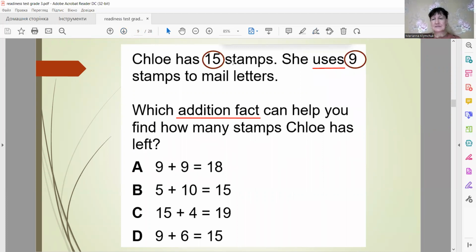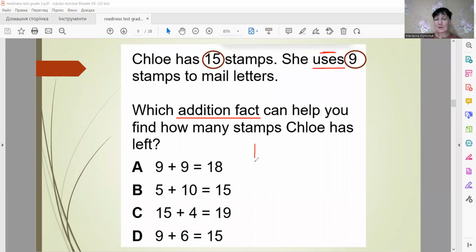Chloe has 15 stamps. We circle the numbers. I teach to circle the numbers to see what we are dealing with, okay? She uses 9 stamps to mail letters. Okay, so we have the number 15, we have the number 9, and we have the word uses. Again, I was teaching students that this is a key word, and that the word uses means minus. Minus. Use, when you use something, you don't have this anymore. That's why it's minus from you, okay?